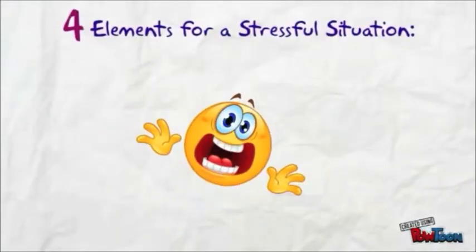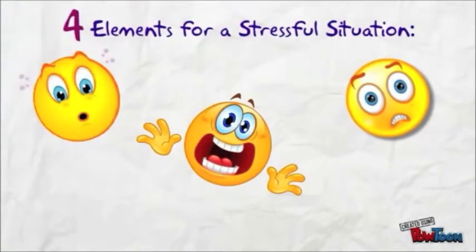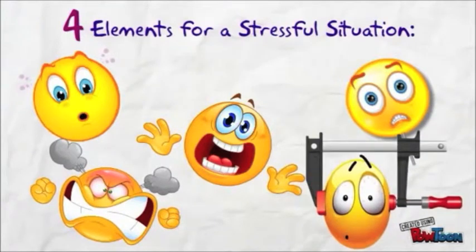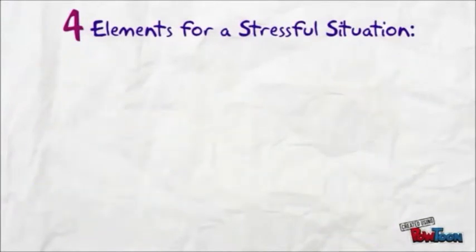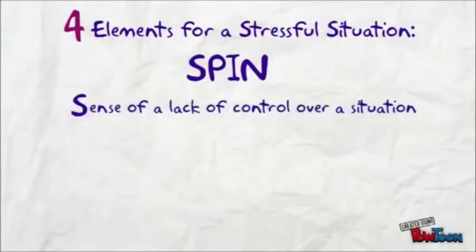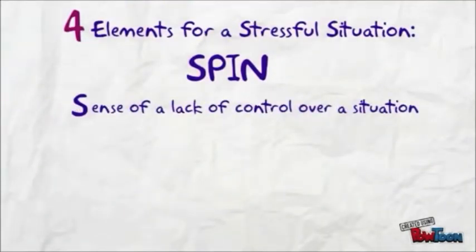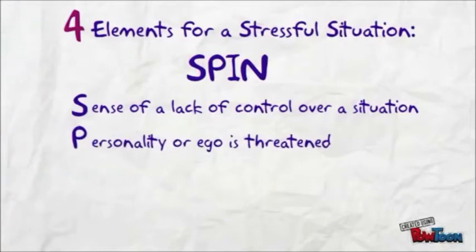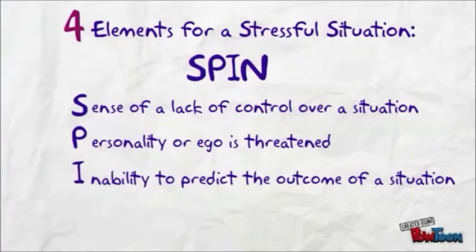There are 4 elements, common to everyone, that are the underlying cause of stress. You don't need all 4 to trigger a stress response. To remember them, use SPIN for sense of a lack of control over a situation, personality or ego is threatened, inability to predict the outcome of a situation, or a new situation.